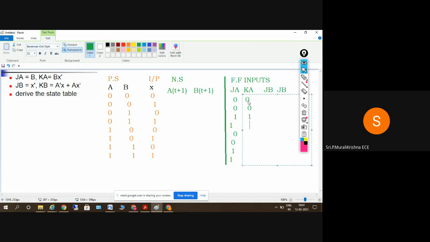So 1 into X bar, that is a 0. 0 into X bar, that is a 0. 0 into X bar, that is a 0. 1 into X bar, that is a 1 here. So 1 into 0, it's a 0. So that is the value.